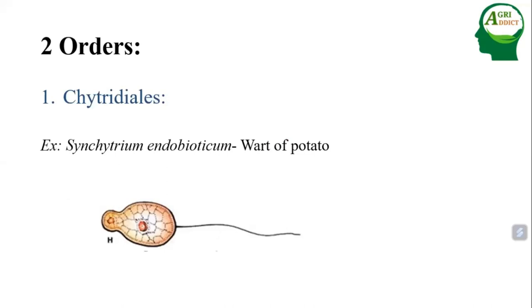You might have heard about the wart of potato, which is caused by Synchytrium endobioticum. It is endobiotic in nature. That means it produces the zoospores within the host cell, so we call it endobiotic. And these zoospores will act as a parasite for the host.